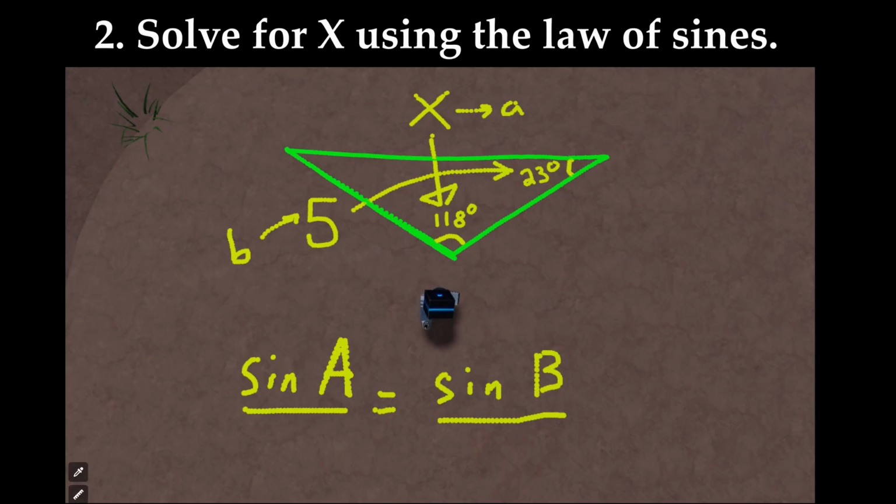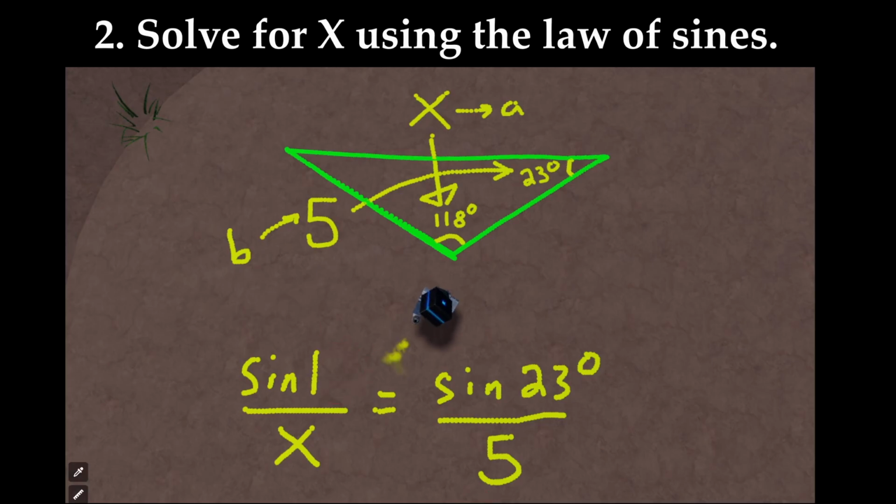So we said that little a was just side x, and side b was just 5 units long. And to fill in the angles that are opposite to the sides, opposite to 5 is 23 degrees, and opposite to x is 118 degrees. And now we can simplify this and solve for x.